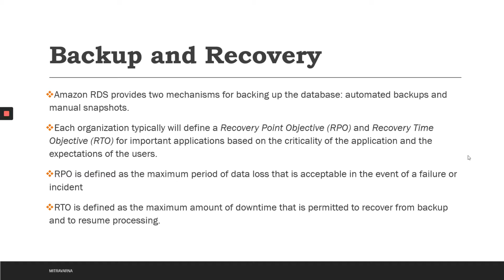RPO is defined as the maximum period of data loss that is acceptable in the event of failure or incident. Say, for example, one database is running and suddenly, due to some reasons, it fails. At that time some transactions will not get updated in the database, right? So that is the maximum period of data loss, say 5 minutes or 10 minutes of data loss is acceptable. That is defined as RPO, whereas RTO is defined as the maximum amount of downtime which is permitted to recover from backup and to resume processing. So this is RTO.